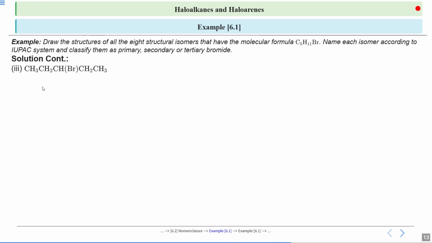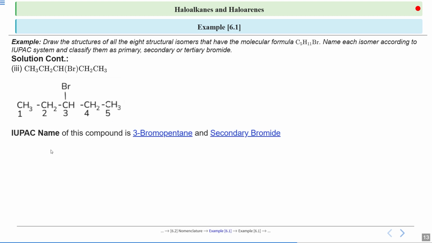Then the third isomer, CH3, CH2, CH, Br, CH2, CH3. Here the bromine position changes. Numbering can be done from anywhere, from left or right. The carbon having bromine will get number 3. So 1, 2, 3, 4, 5. The IUPAC name of this compound is 3-bromopentane, and it is a secondary bromide.